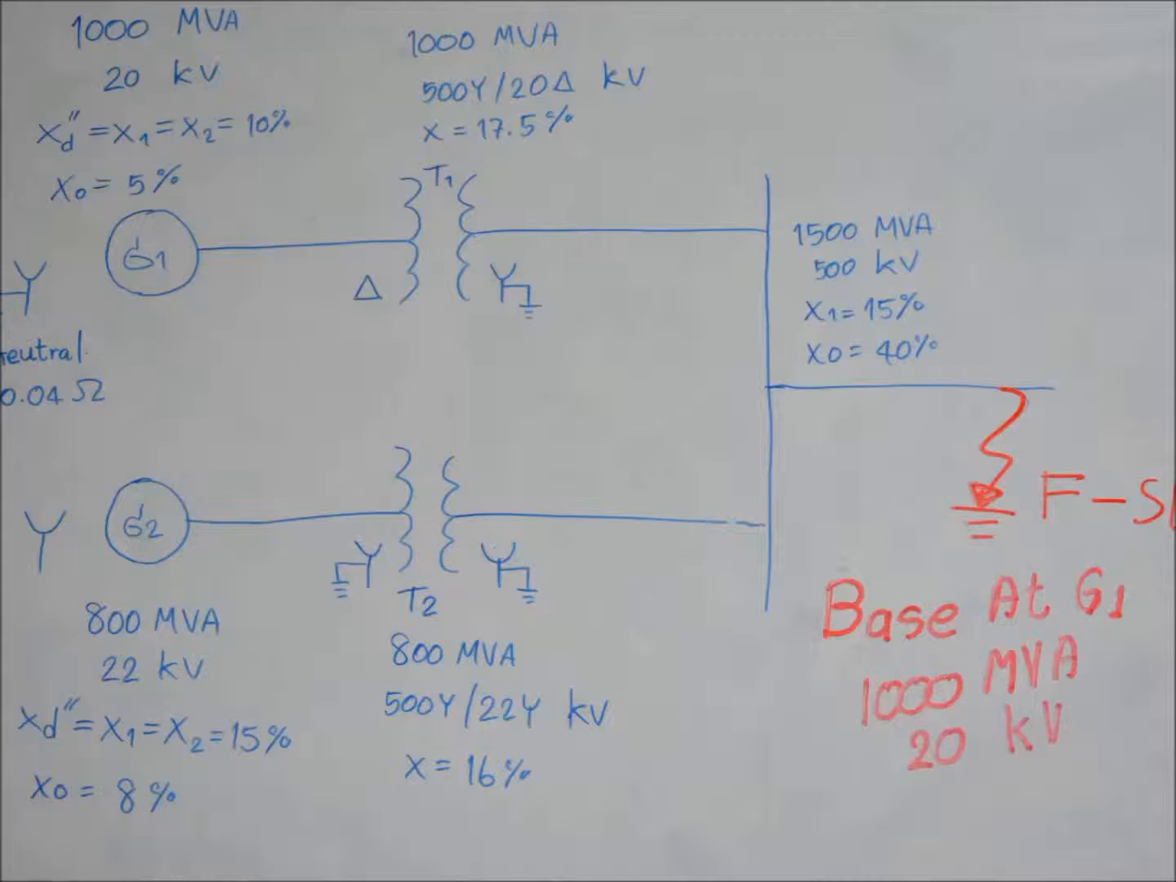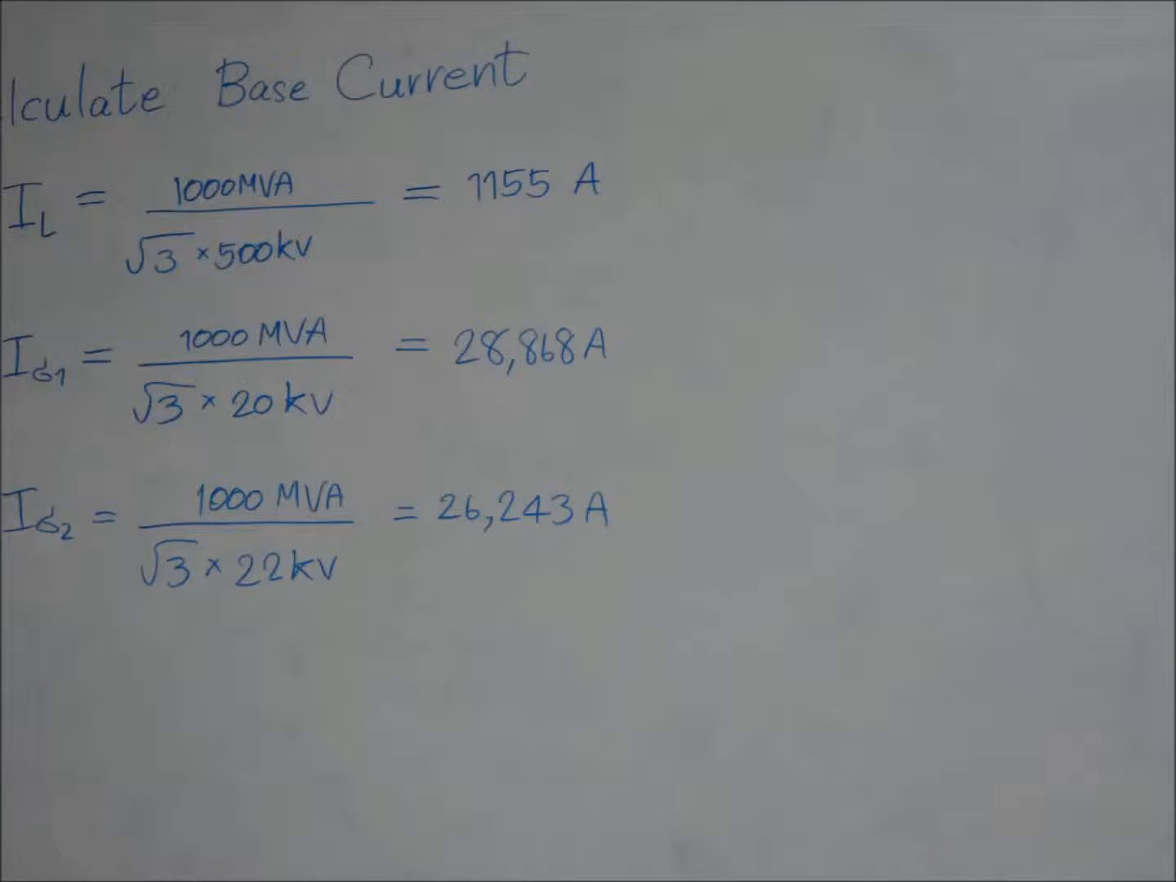In the transmission line, neglect pre-fault current and find the subtransient current: A, in phase A at F for a line to ground fault; B, in phase C of generator 2 for a line to ground fault on line A. Find the base current at the line, generator 1 and generator 2 as shown in the equation.